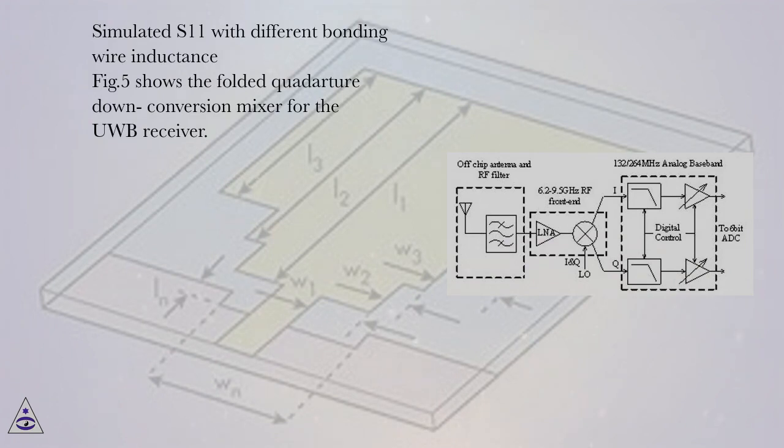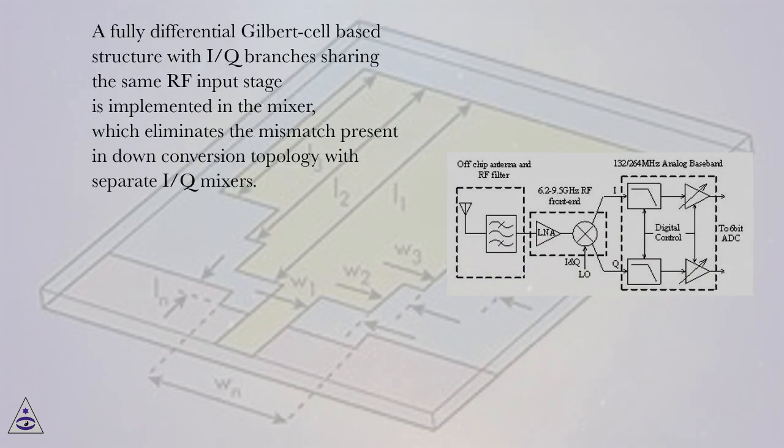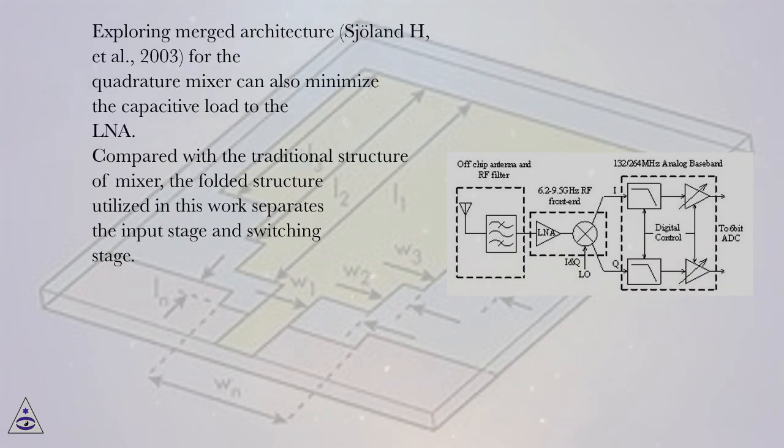Fig.5 shows the folded quadrature down conversion mixer for the UWB receiver. A fully differential Gilbert cell based structure with IQ branches sharing the same RF input stage is implemented in the mixer, which eliminates the mismatch present in down conversion topology with separate IQ mixers. Exploring a merged architecture, Stoland H. et al., 2003, for the quadrature mixer can also minimize the capacitive load to the LNA.